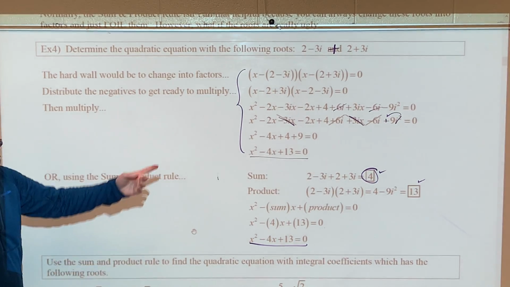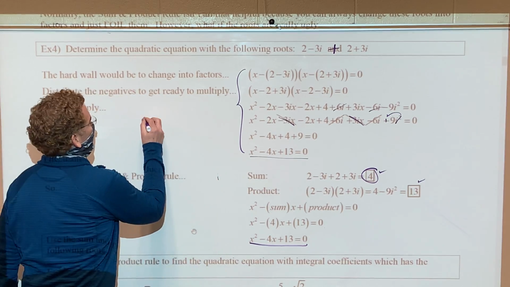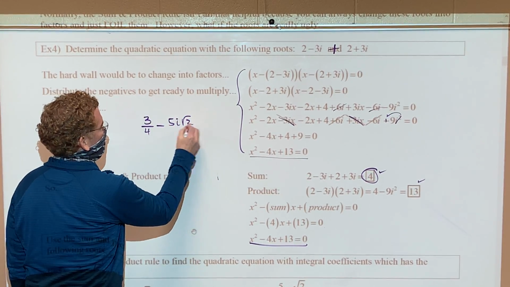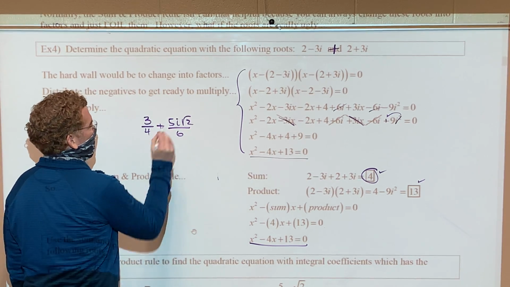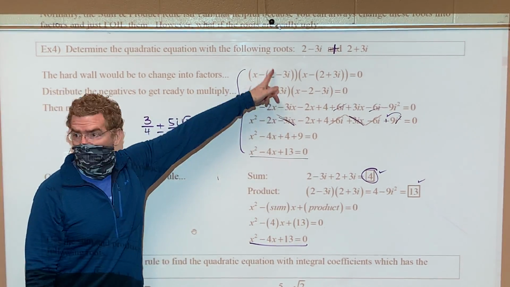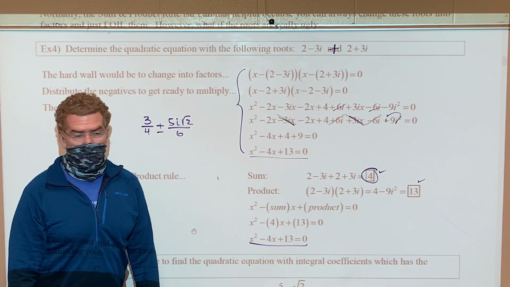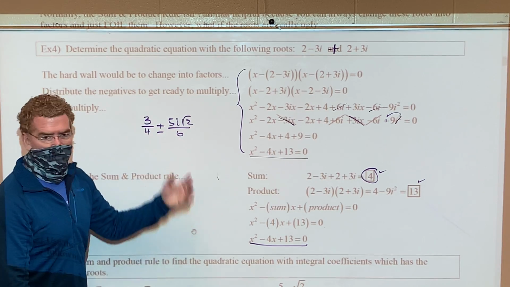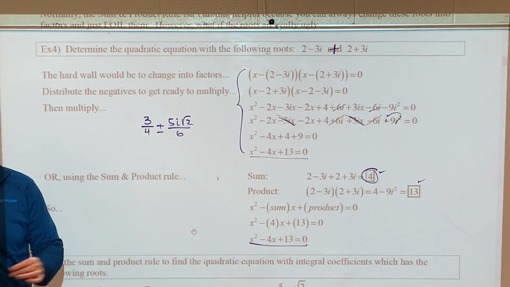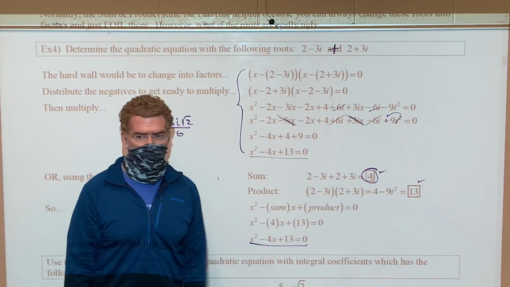And believe me, these aren't even ugly. I mean, I could have given you 3/4 minus 5i root 2 over 6, plus or minus. Those could have been the two roots. Have fun plugging them in there, but it's going to be horrible. But the sum and the product of these, I could do with minimal pain, still semi-painful, but minimal pain, and then just plug them straight into my sum and product rule.